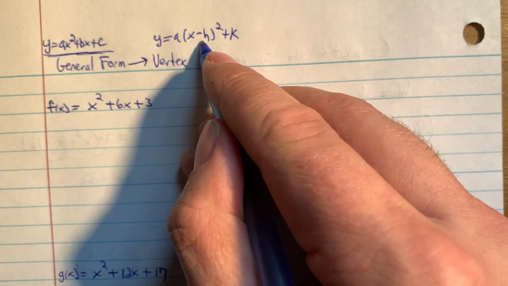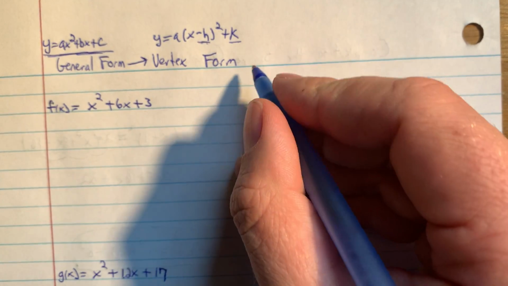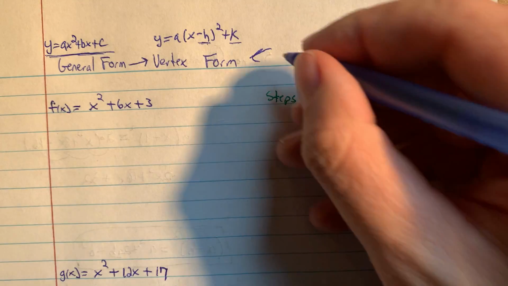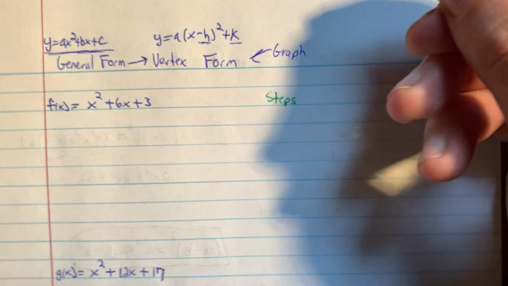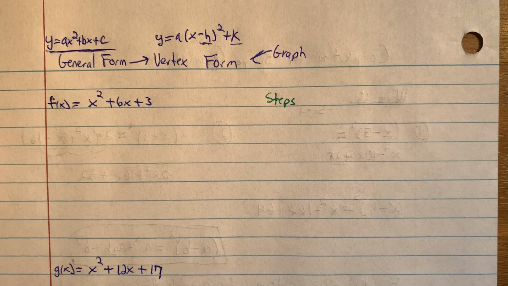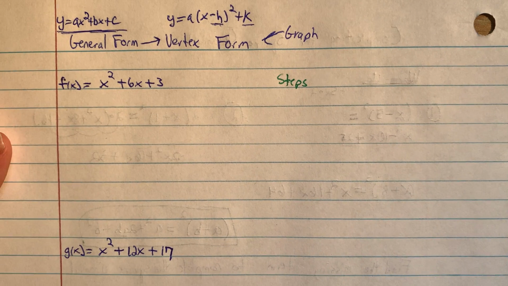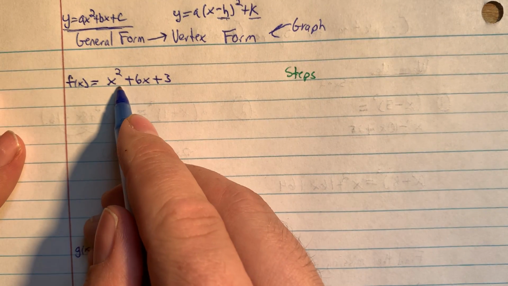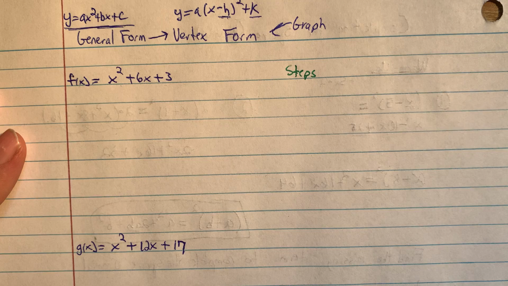And here we're able to see what the vertex is and graph it. The whole point of getting into vertex form is it's good for graphing. We might be able to graph it really easily. So let's see what's going on. This is in what form right now? Well, it's in general form.